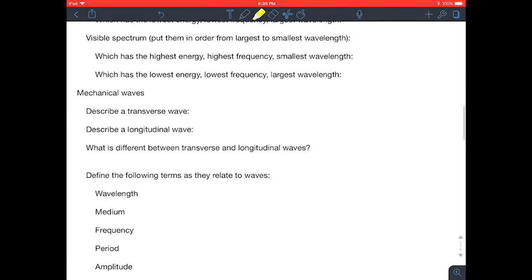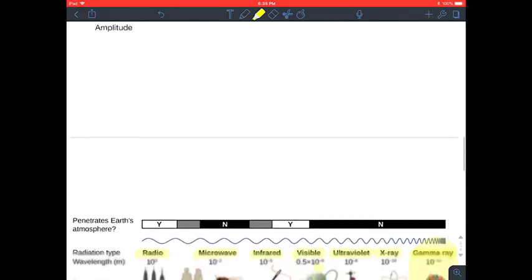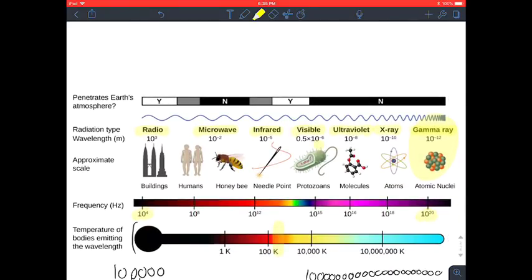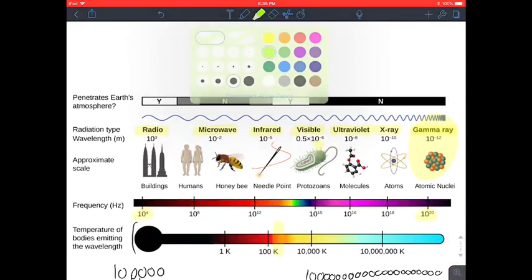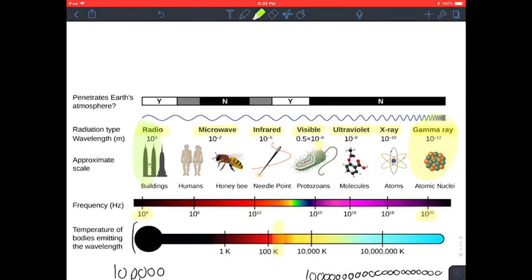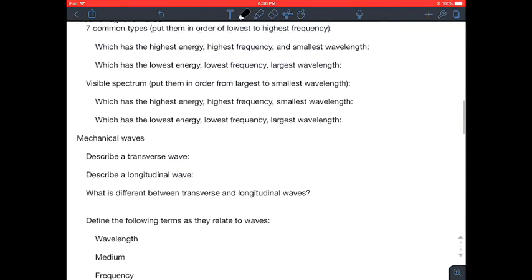If we're talking about our lowest energy, lowest frequency, largest wavelength, that is our radio waves. And there are some implications there. Because of the really long wavelength and the low energy, they're really safe. That's why our cell phones use them. They can travel really far. So there are some good reasons why we really care about the frequency of these things.